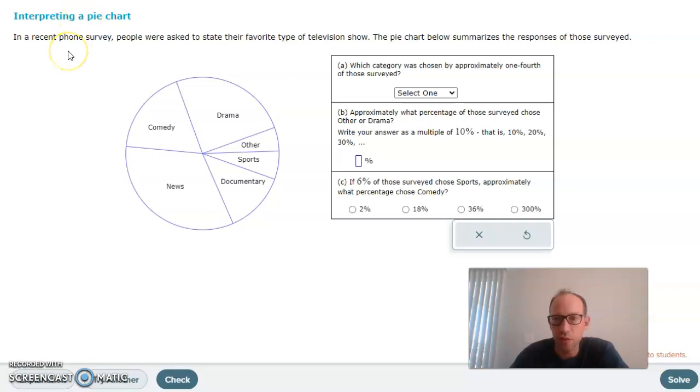All right, so you may want to pause and take a look at the question. And pause. Here we have a question that asks us to interpret a pie chart from a couple different perspectives. One of the ways that they really try to tap into is connecting the area of the pie with the percent that's represented. And I'm going to grab a pen here.